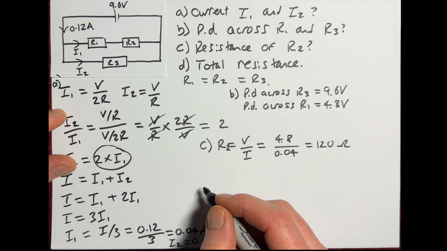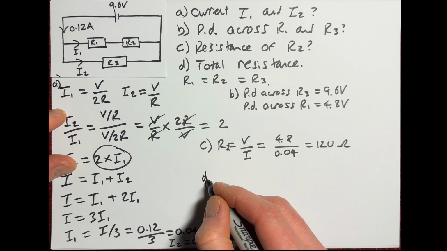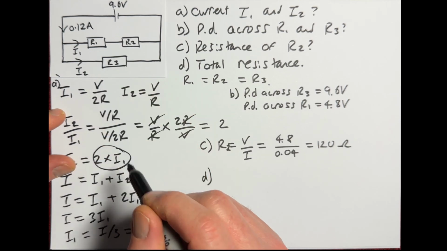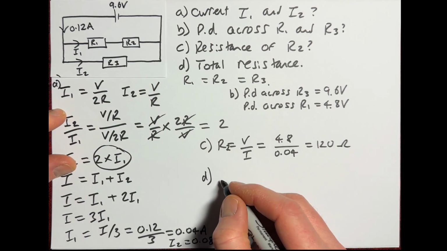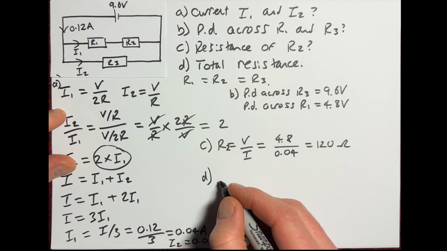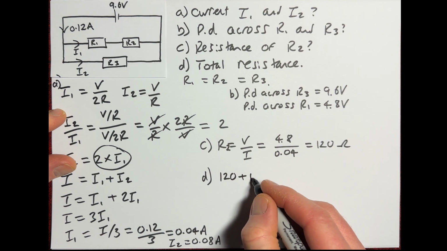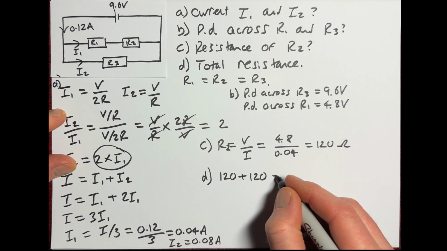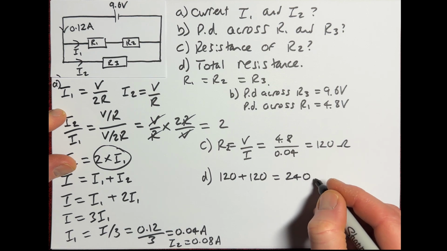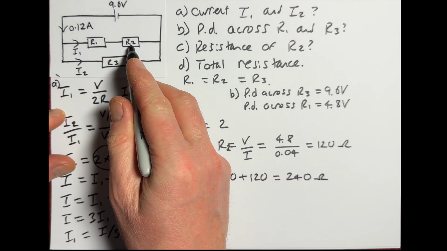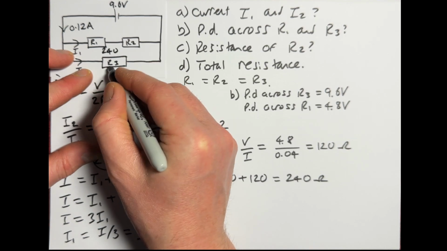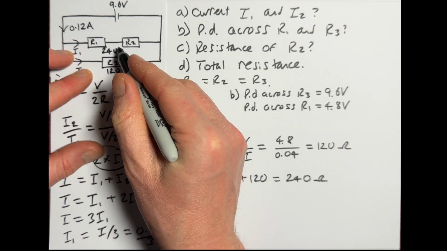Now finally, we're going to work out the total resistance. Now to work out the total resistance, we've got two resistors in series. So we're just going to add their resistances together. So the resistance of this section is just going to be 120 plus 120, because remember each of these resistors is identical. So that's going to give us 240 ohms. So this section is 240 ohms. This is 120. These are in parallel.